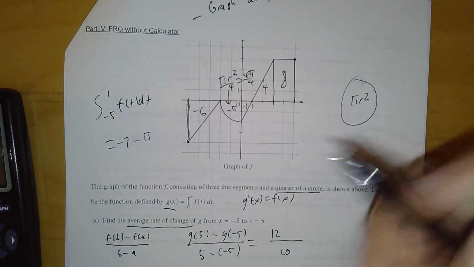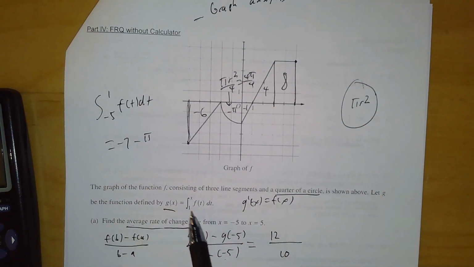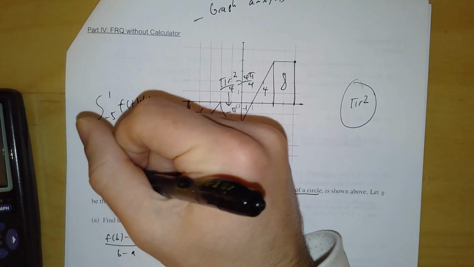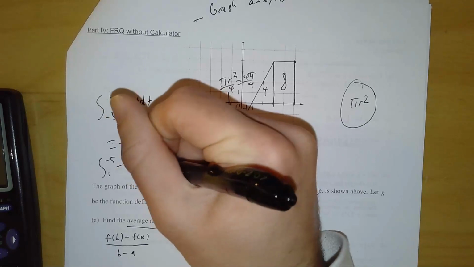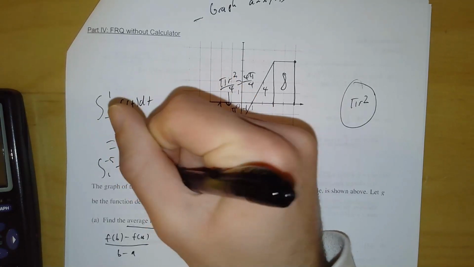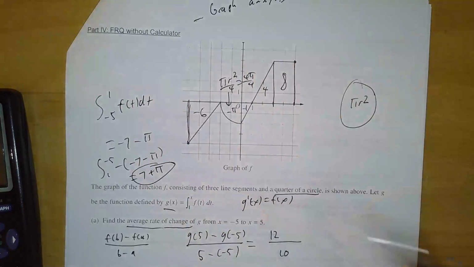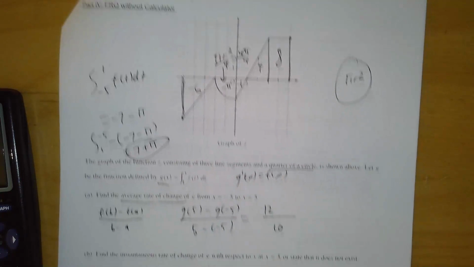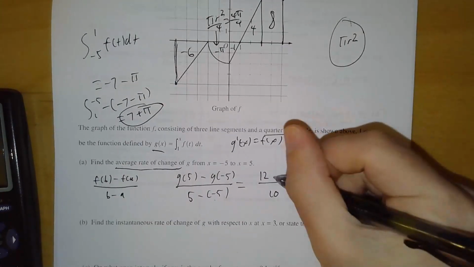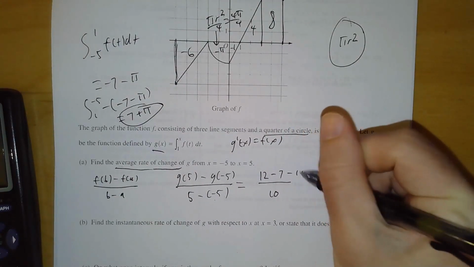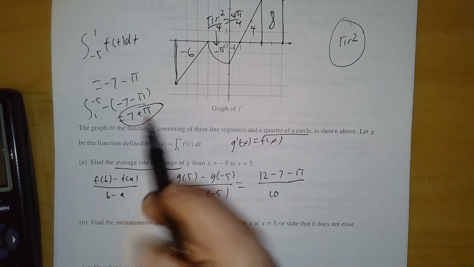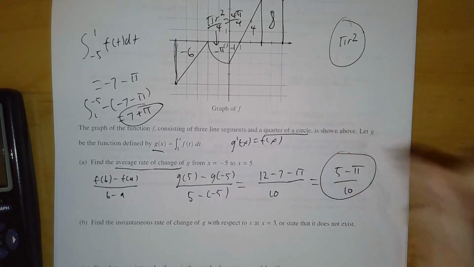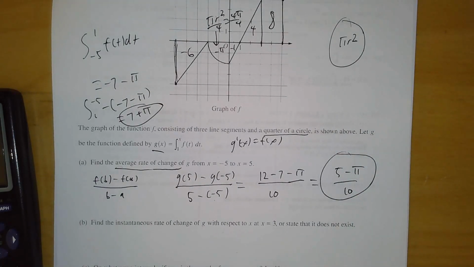But I don't want -5 to 1, I want 1 to -5. So I'm going to flip it. So the integral from 1 to -5 is the negative of these two, -7 minus pi, which is going to be 7 plus pi. Okay, so whatever you get, at the end you just make it negative. And that's going to give you the original. So you got 12 minus 7 minus pi, because I got to subtract both of these. So that comes out to 5 minus pi over 10. And that's the answer to A.